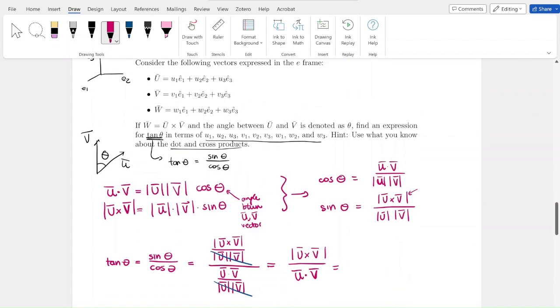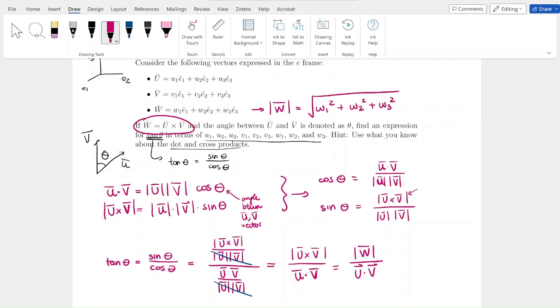But first we know that U cross V is equal to W, right? We're given that here. So this is the magnitude of W divided by U dot V. What is the magnitude of W? You sum up all the components in quadrature. So basically you square all the components and add them together, and then you take the square root of all of that. That's the magnitude of W. So that's the square root of W1 squared plus W2 squared plus W3 squared.